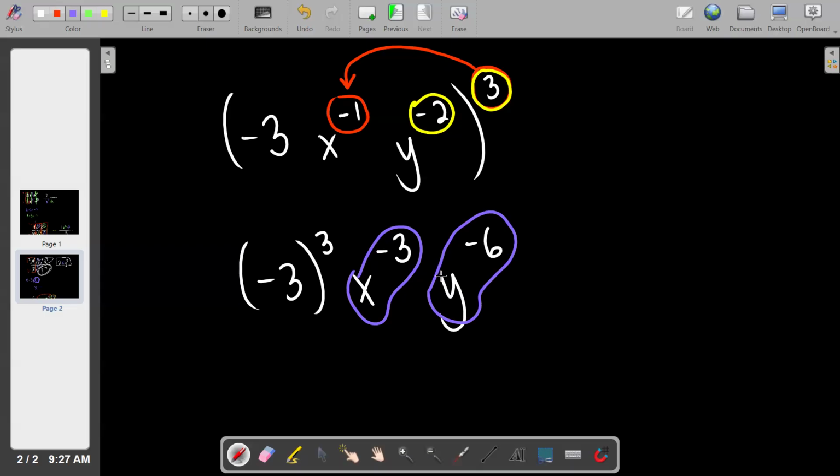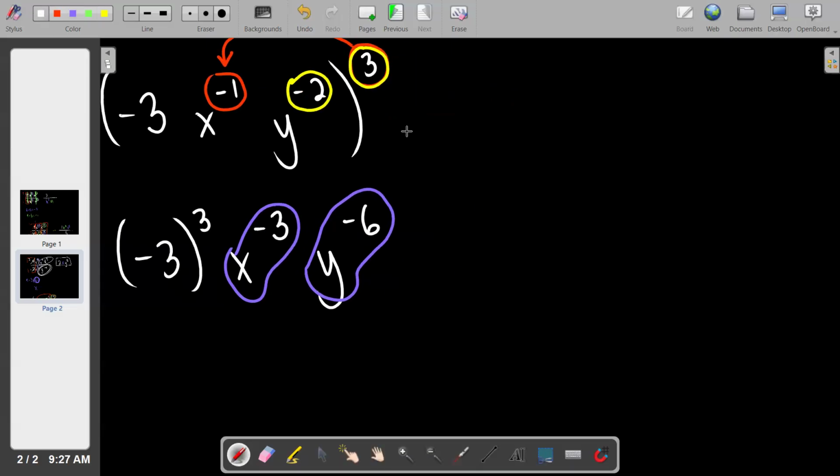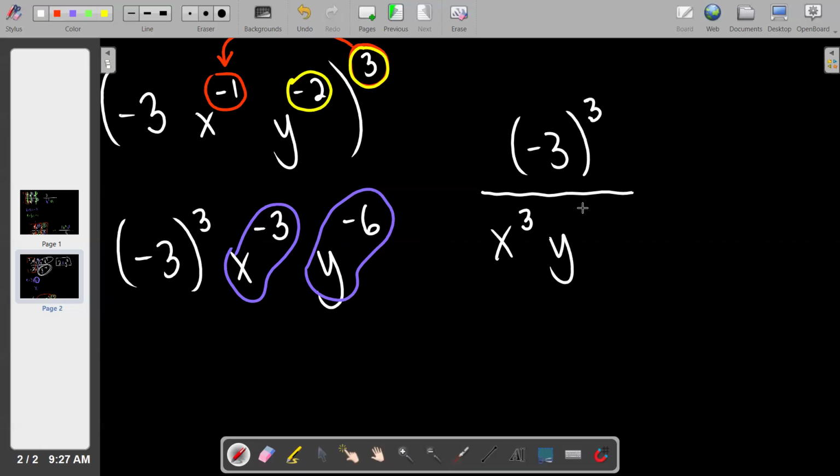That has to be your mindset after step one: who am I keeping? Who am I moving? Should I stay or should I go? So when I rebuild my answer now, I'm going to leave my -3 on top because his exponent is fine. But on the bottom, I'm going to relocate my X and change his exponent. I'm going to relocate my Y and change his exponent. The only thing left to do now is the math that, like I said, you could have done right away and I would not have been upset.